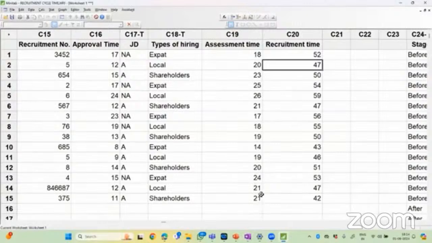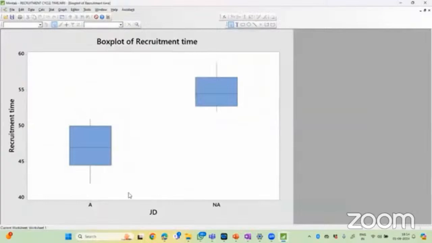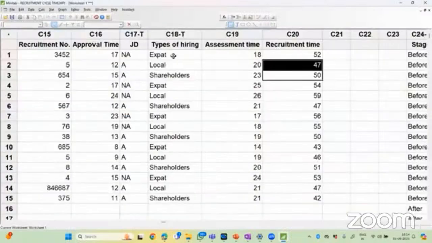So here, job description availability appears to be the root cause. If I make a policy that all the job descriptions of all departments should be made available in the next 15 days, it will drastically reduce my recruitment time in the future. So this becomes my solution: let us write job descriptions of all the positions in the company.